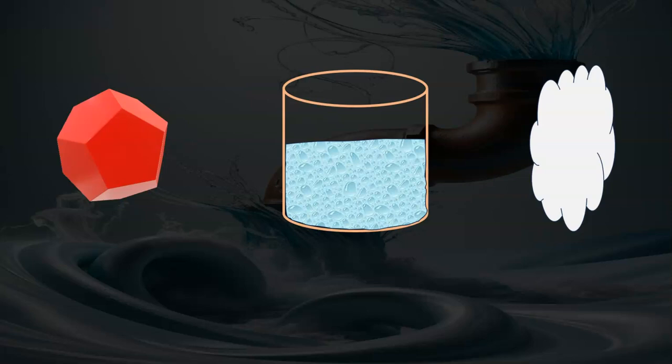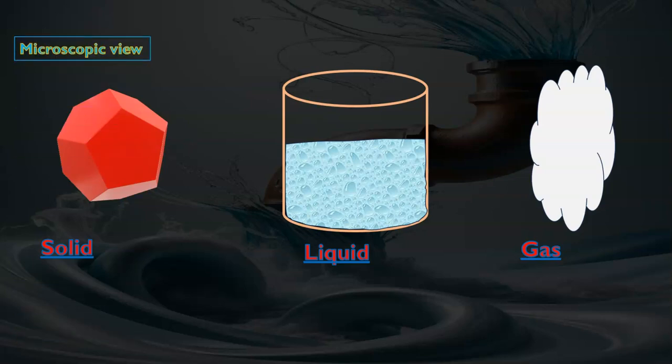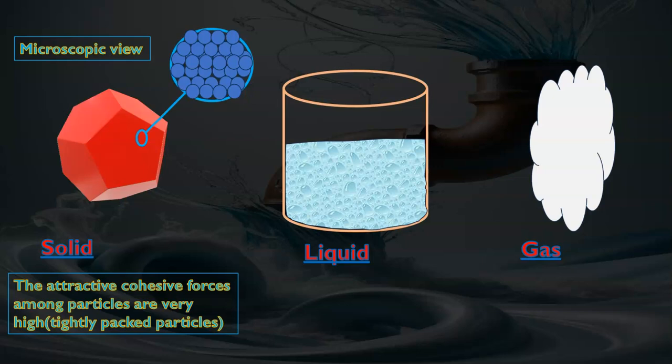Now let's consider the 3 states of matter: solid, liquid, and gas. And let's look at the microscopic view of each of these states. If you look at the microscopic view of the solids, the attractive cohesive forces among particles are very high, that is, they are tightly packed particles, as you can see in this view.